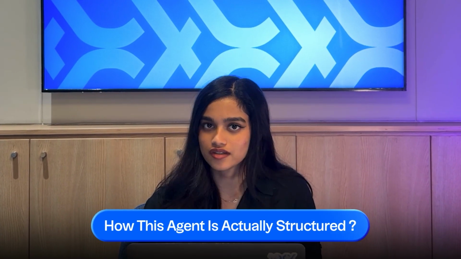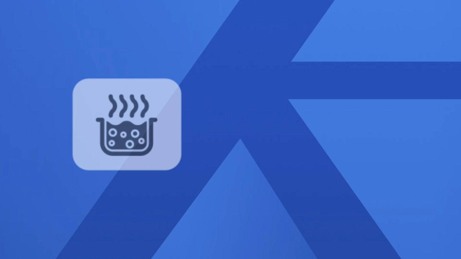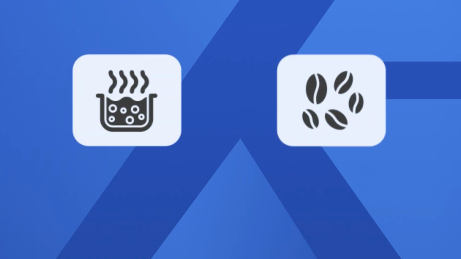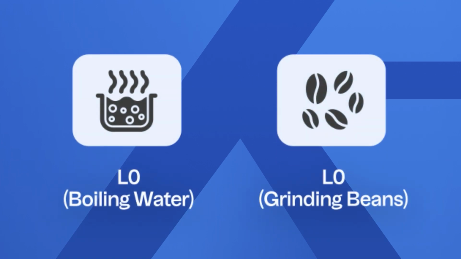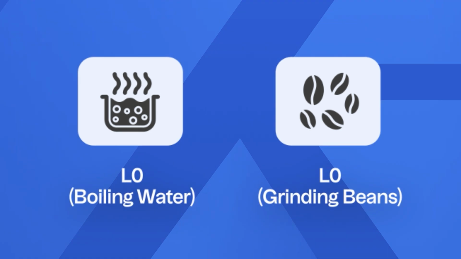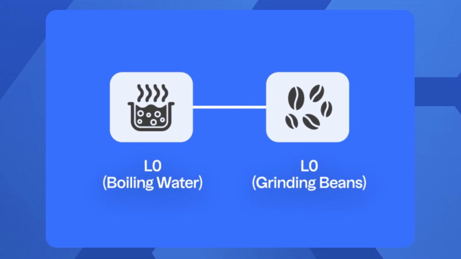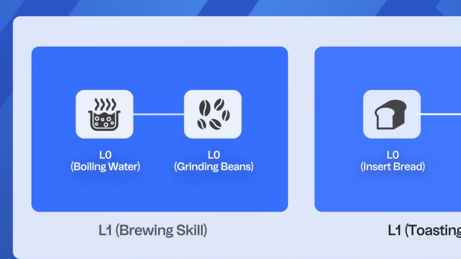Before we start building, let me show you how this agent is actually structured. Think of it like making a cup of coffee. Boiling the water is one step and grinding the beans is another. These are your L0, one action each and nothing more. L1 is your brewing skill, but it takes those steps and chains them in the correct order to actually make that coffee. And L2 is your entire breakfast.